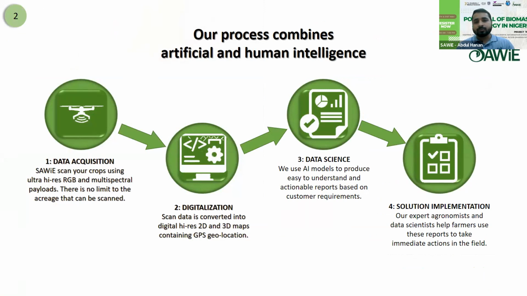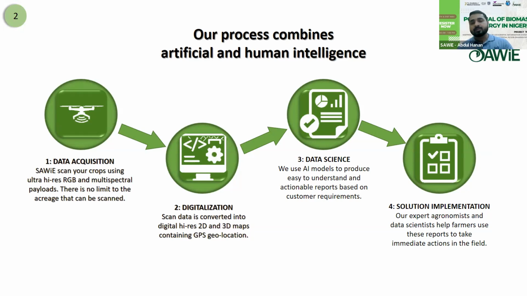These are the 4 steps we use in SAWiE. Number 1 is data acquisition, which is done by drones and can also be done with satellite imagery. In data acquisition, we can work with multispectral and RGB satellite images. The second step is to digitize the farmers' GPS locations and the farmers' area.